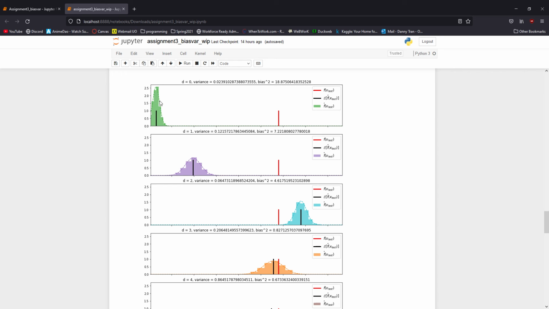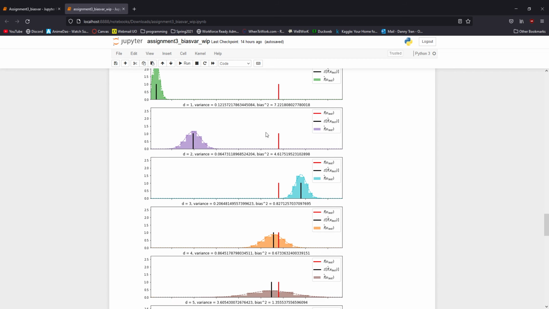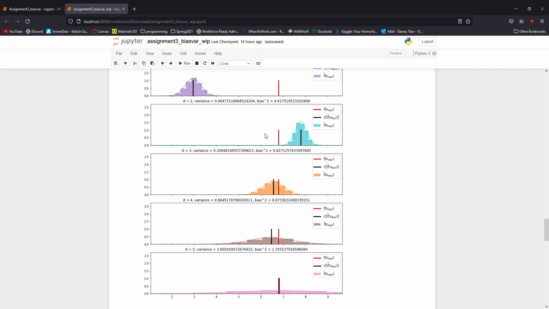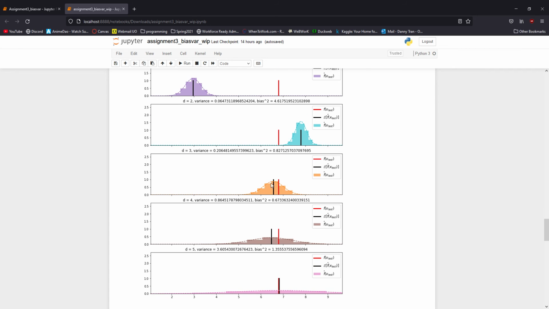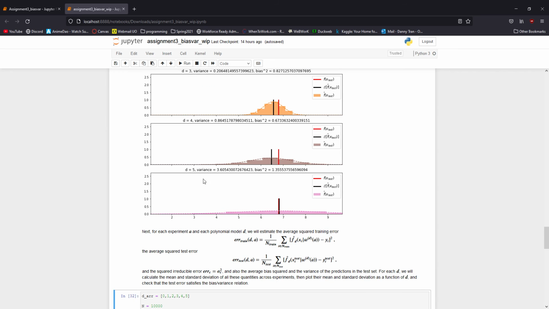We see that it's pretty rough for degree 1, getting closer for degree 2, not bad. You see degree 3 is very close in bias, very low bias, but the variance is getting higher, and you can see that by the curve getting flatter. And by degree 5, the variance is very high, but the bias is pretty much spot on.